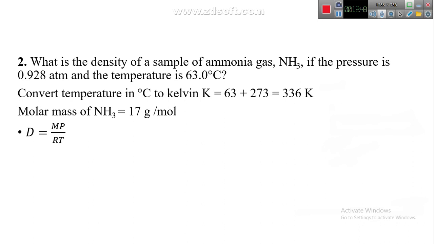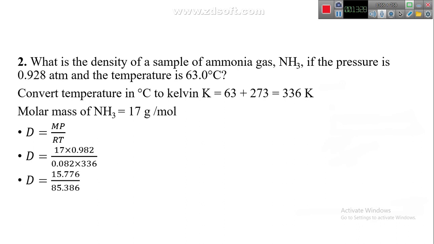Capital M is the molar mass, P is the pressure, R is the gas constant, and T is the Kelvin temperature. Then density is equal to 17 multiplying by the pressure 0.982, divided by the gas constant 0.082 multiplying by 336 Kelvin temperature.